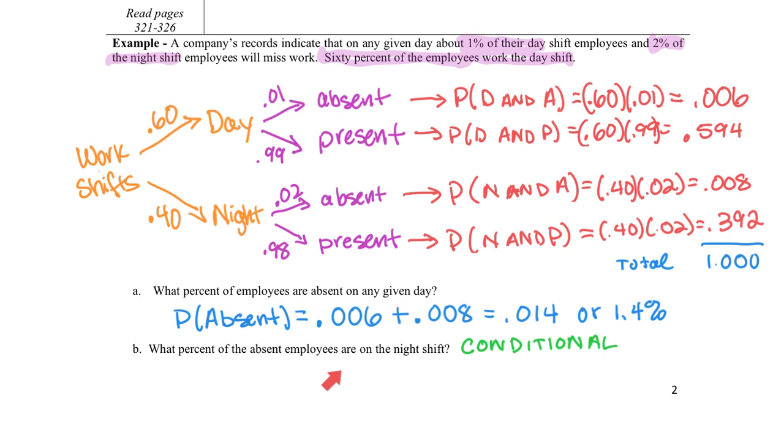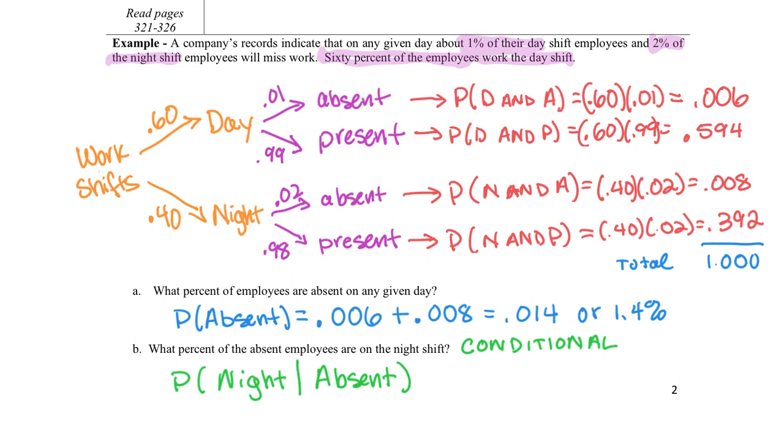Now, this next question is actually a conditional statement. What percent of the absent employees are on the night shift? So the condition is that they were absent. And so it's basically how many were on the night shift given we know they were absent employees.